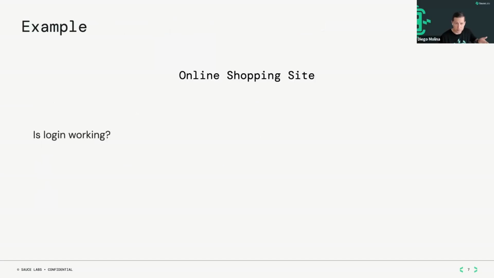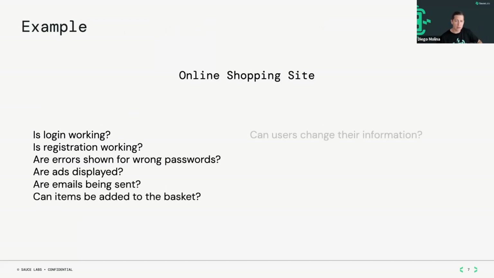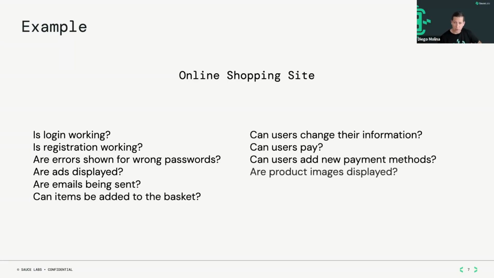So as a quick example, we might have an online website for shopping, right? And if you think about it, you can come up with several interesting user workflows that you want to test. For example, if you have a login, you can test for wrong passwords. If you have ads embedded in your website, you can test if they're displayed or not. But if I ask all of you to select the most important use cases, which ones would you choose?